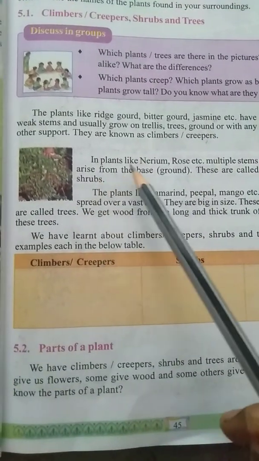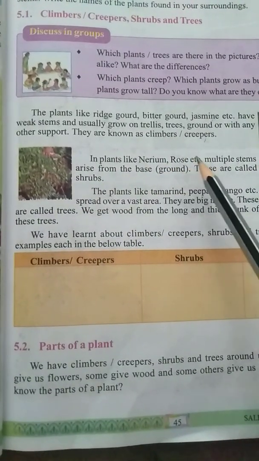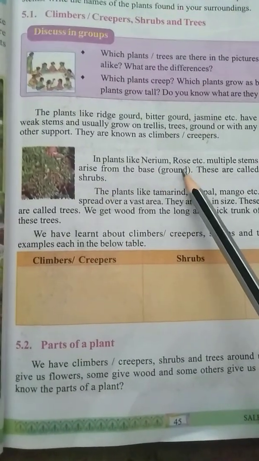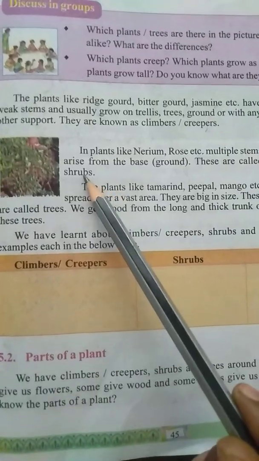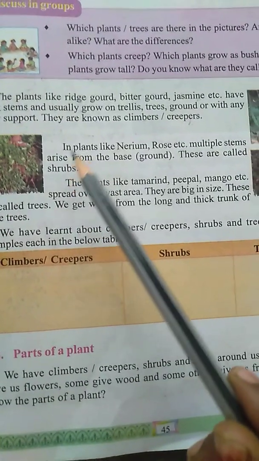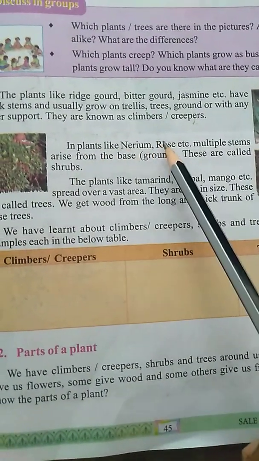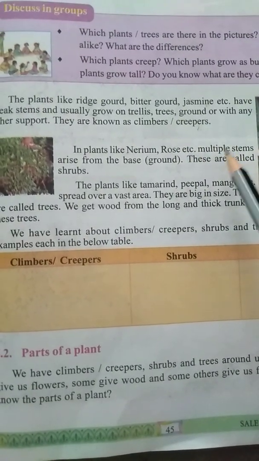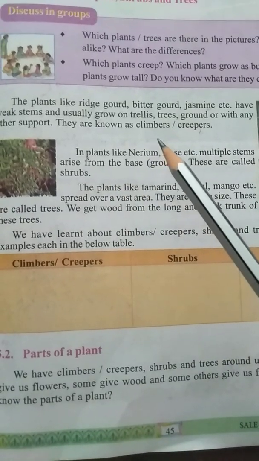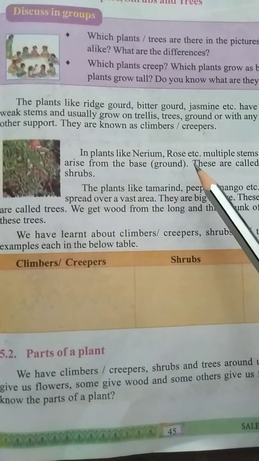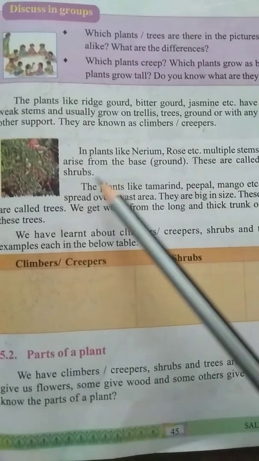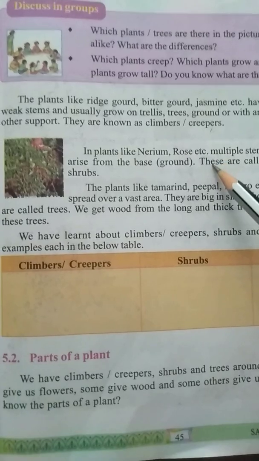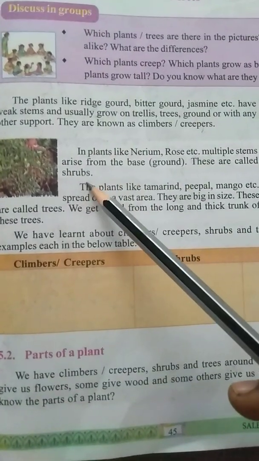Next, in plants like nerium, rose, etc., multiple stems arise from the base, from the ground only. These are called the shrubs. Do you all know the rose plant, the nerium plant? They have multiple stems which arise from the base, from the ground only. Marigold also. They are called the shrubs because they are small in size and they have many stems.